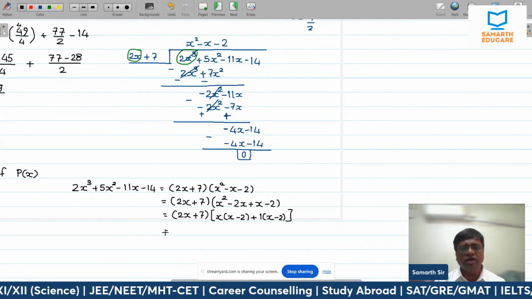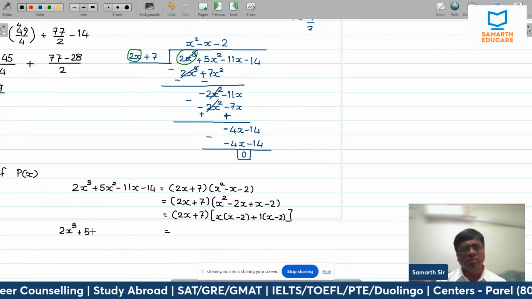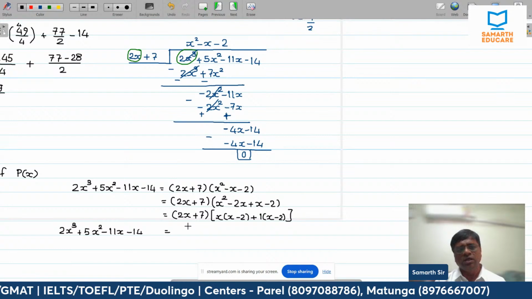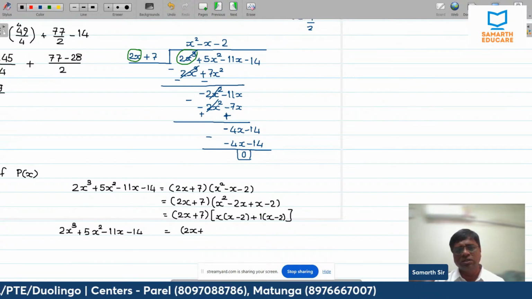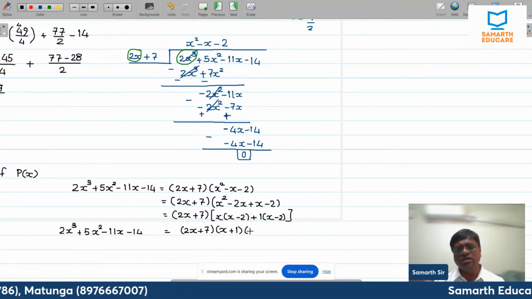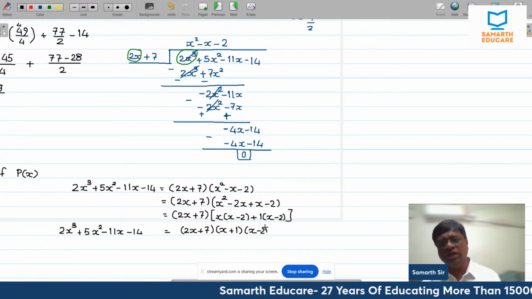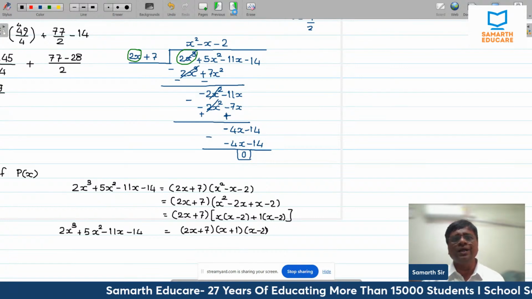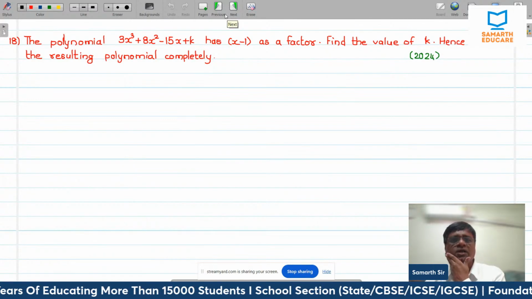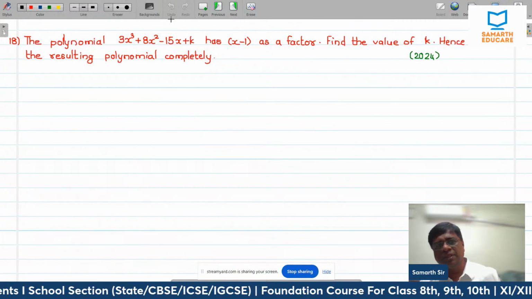Hence, my complete factors are, for 2x cubed plus 5x squared minus 11x minus 14, I get 2x plus 7, x plus 1, and x minus 2. So this becomes my complete factorization. All right. Okay, I hope you are understanding the division part now. So again and again I am repeating, if you want to learn the division part, you should repeat these videos and questions again and again, right?